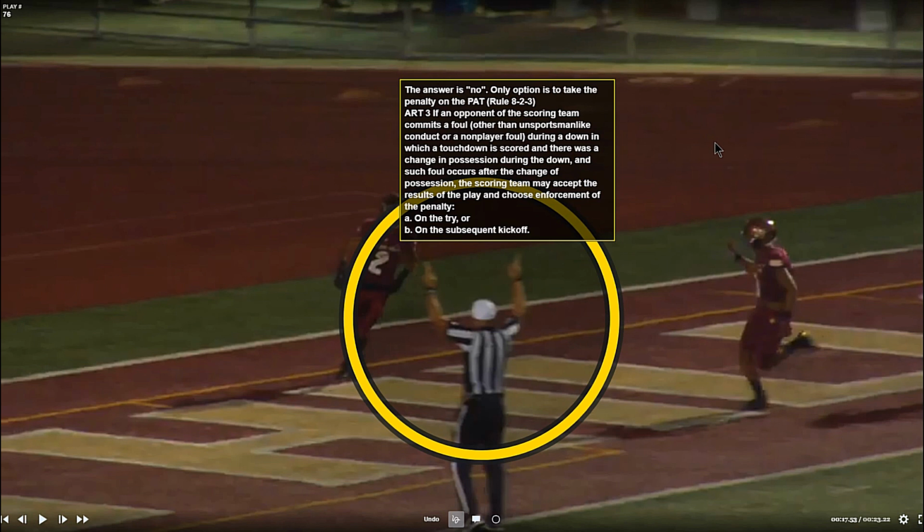It says if an opponent of a scoring team commits a foul other than a sportsmanlike conduct or non-player foul during a down in which a touchdown is scored and there was a change of possession, so far all those things have been met, during the down, and such foul occurs after the change of possession. There's the problem. This occurred before the change of possession. The scoring team may accept the results of the play and choose an enforcement on the penalty on the try or on the subsequent kickoff. So we don't have this situation. The only option here is for R to accept the penalty on the try. Now, prior to this, they would have just declined the penalty. So there's a little something there, but we're not going to award the penalty on the kickoff.